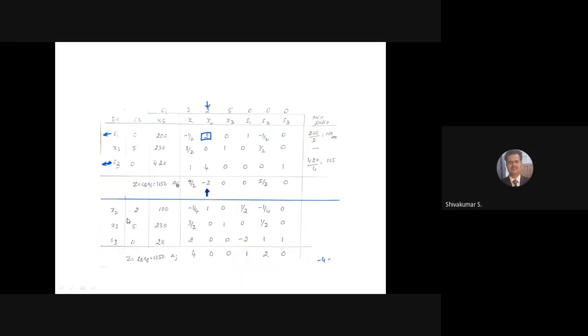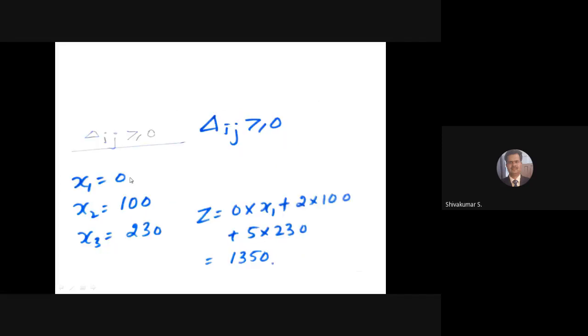So correspondingly, you're going to get x1 equal to 0 because there is no x1 here, x2 equal to 100, x3 equal to 230. So x1 is 0, x2 is 100, x3 is 230. Substitute these values in the z equation: 0 into x1 plus 2 into 100 plus 5 into 230. You are going to get the z value as 1350. That is the profit because we have a plus value.